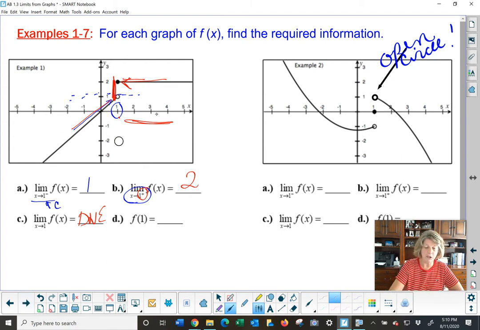Finally, the last question is more of an algebraic question. What is f of 1? What is the function's value when x is 1? I'm looking at the dot then, and that says that it is 2.